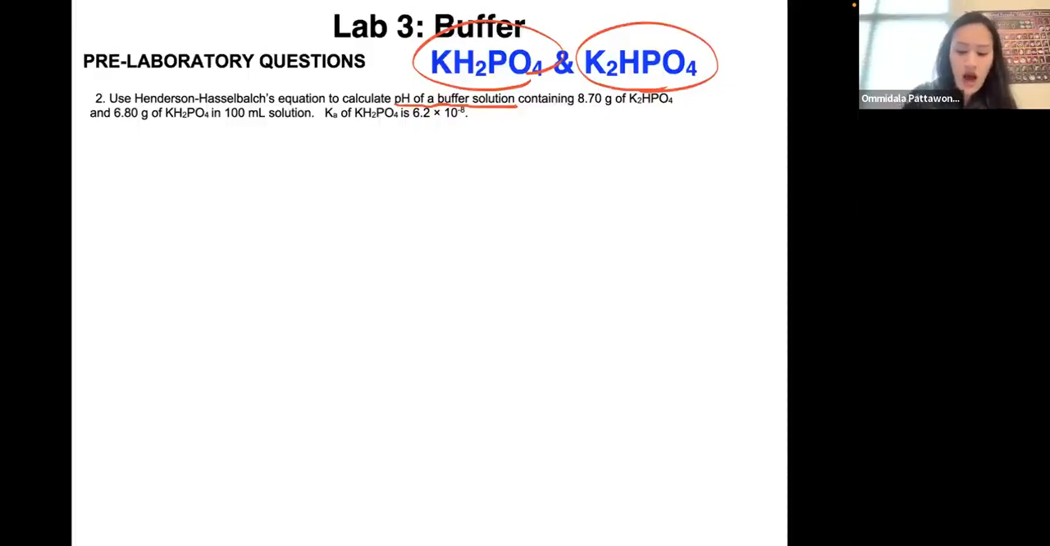So in this case, which one would be the conjugate acid and which one would be the conjugate base? You will need to look at the number of hydrogens. The one that has more hydrogen atoms is going to be the acid, and the one that has fewer hydrogen atoms would be the base.